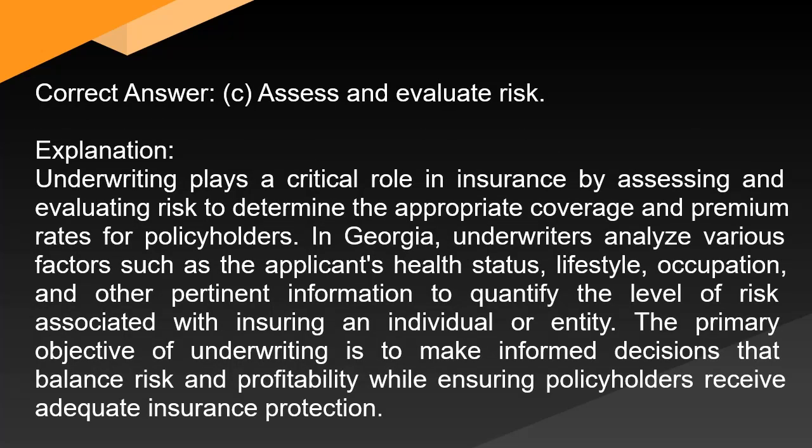Correct answer. C. Assess and evaluate risk. Explanation. Underwriting plays a critical role in insurance by assessing and evaluating risk to determine the appropriate coverage and premium rates for policyholders. In Georgia, underwriters analyze various factors such as the applicant's health status, lifestyle, occupation, and other pertinent information to quantify the level of risk associated with insuring an individual or entity. The primary objective of underwriting is to make informed decisions that balance risk and profitability while ensuring policyholders receive adequate insurance protection.